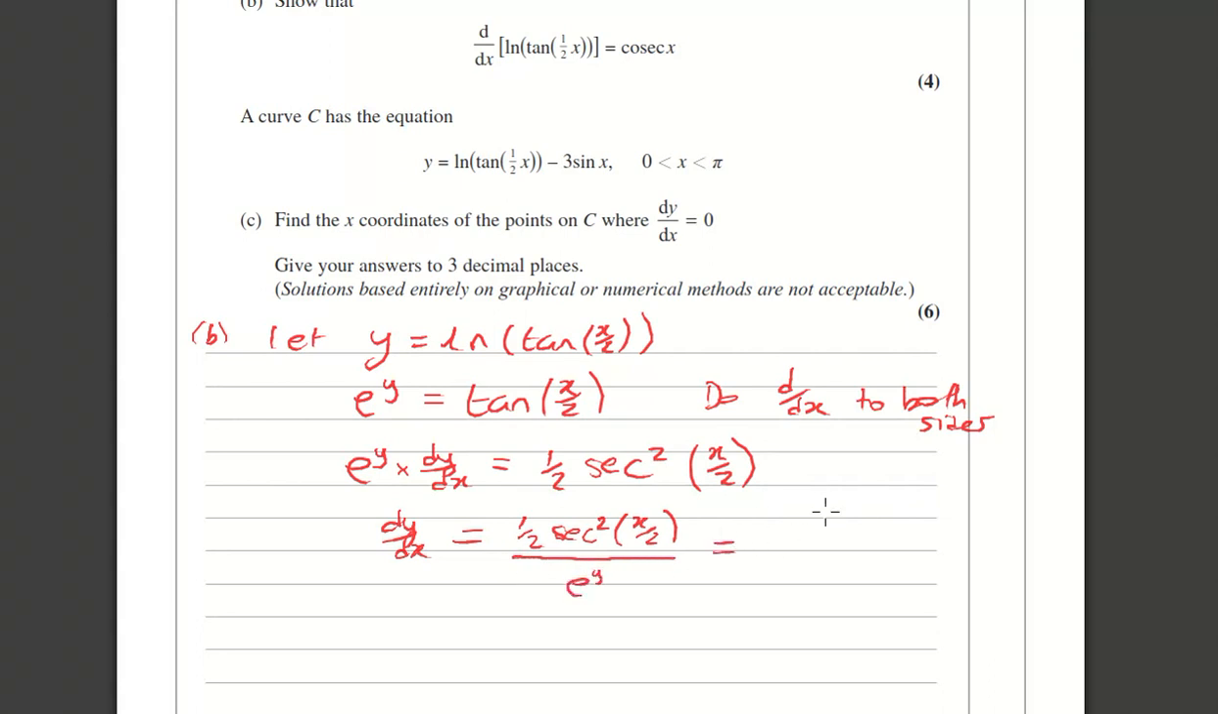But the thing is, I know what e to the y is, because e to the y is tan x over 2. So I've got a half sec squared x over 2 divided by tan of x over 2. Now, my immediate thinking is, when I see sec squared and I see tan, that 1 plus tan squared is sec squared. That might be useful. What am I trying to show here? I'm trying to show it's equal to cosec x.